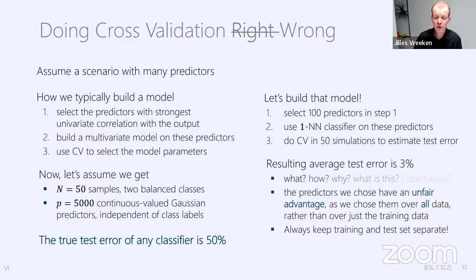So if we had done it right, we would have done cross-validation first, selected the most correlated predictors on the training data, and then evaluated on the test data. But we didn't. There was leakage.